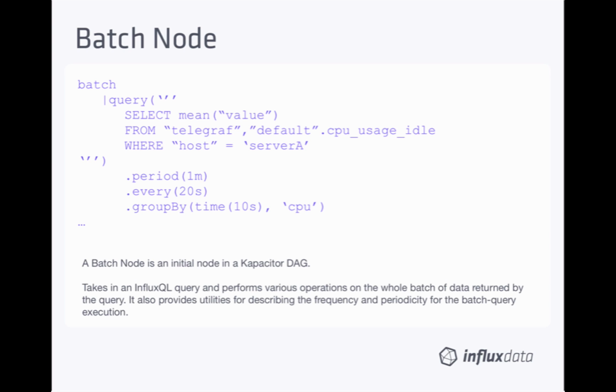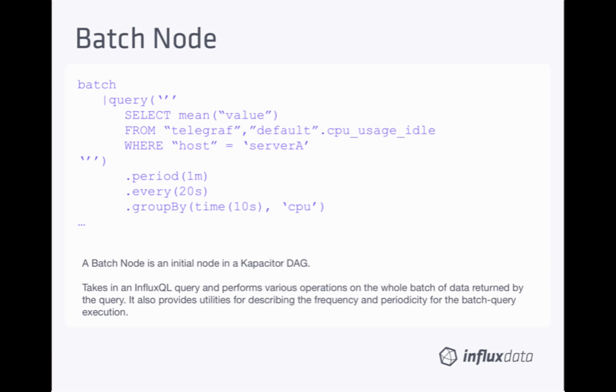Now, if we're looking at a batch node, it looks very similar, but just a little bit different. Instead of peeling off a piece of this stream of data that's coming in to Kapacitor, we want to select a very specific piece of data from an existing database. So with that, we're going to write a query, and this is just InfluxQL right here. So we've got select mean value from this CPU usage measurement, and then we're adding one where clause.